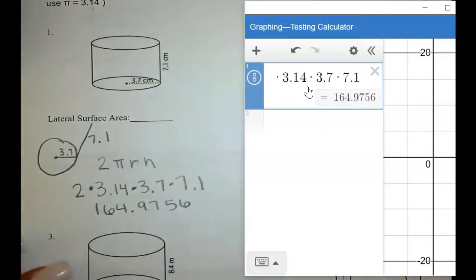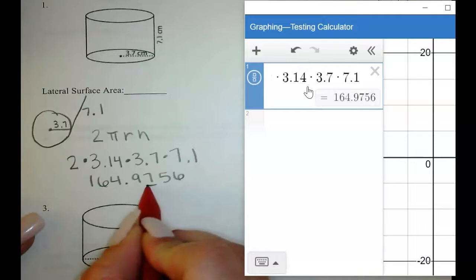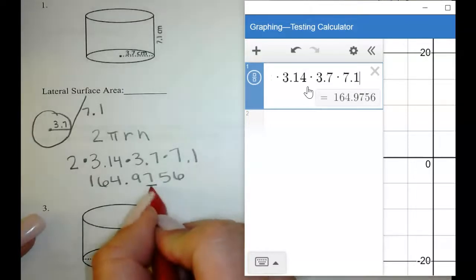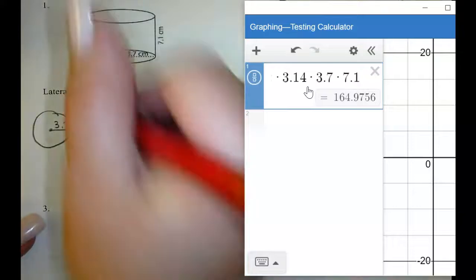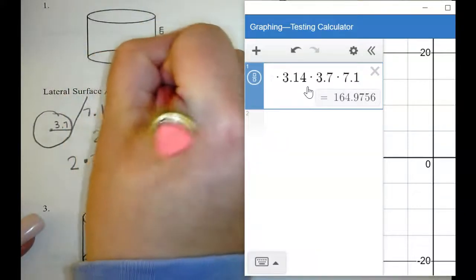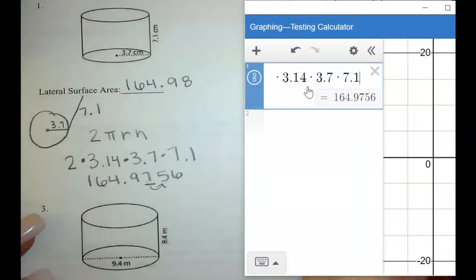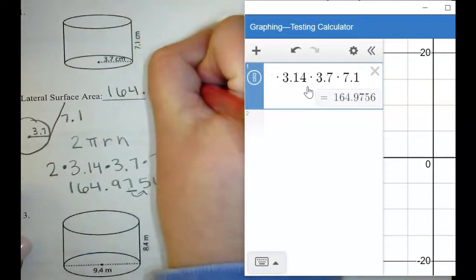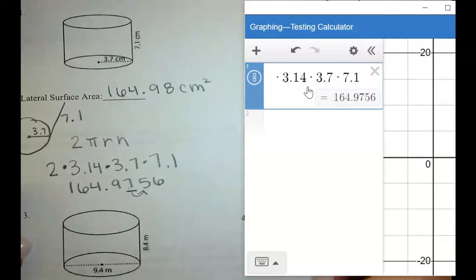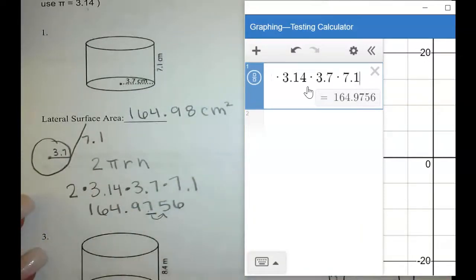164.9756. Now it said to round to 2 decimal places. That's the hundredths place. So that's to this 7 right here. So you're going to look to the right. The 5 tells the 7 to go up. So our answer is actually 164.98. Now for your units, you're going to use these centimeters. But since it's area, it's actually going to be centimeters squared, or square centimeters, okay? And that's how you solve a cylinder problem for lateral surface area.